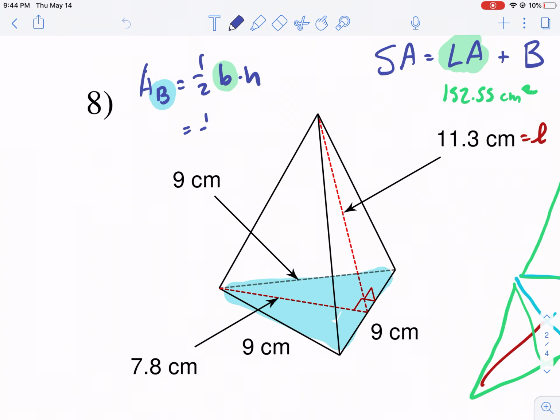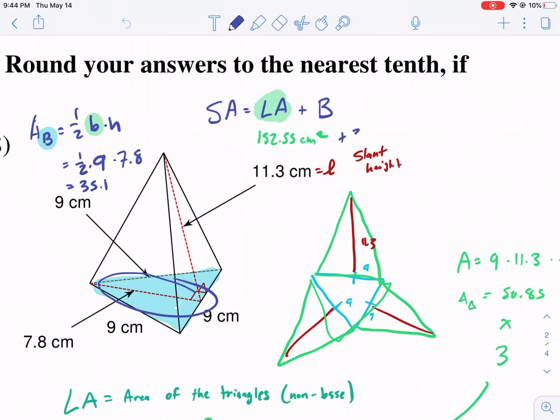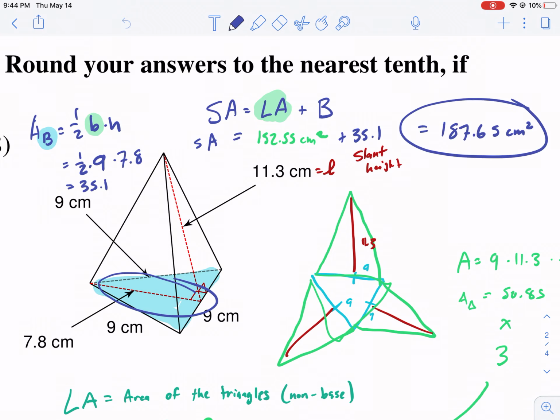So we have 1/2, and the base is going to be 9. That's one of the sides. And then the height is perpendicular to that base. That is 7.8. So I'm going to do 4.5, which is 9 times 1/2, times 7.8, and I get 35.1. So now I have my area of the base, 35.1, and that's going to be added to my lateral area to get the total surface area. I'm going to add this to 152.55. I still have it stored. So I get 187.65 centimeters squared, and there's my answer.